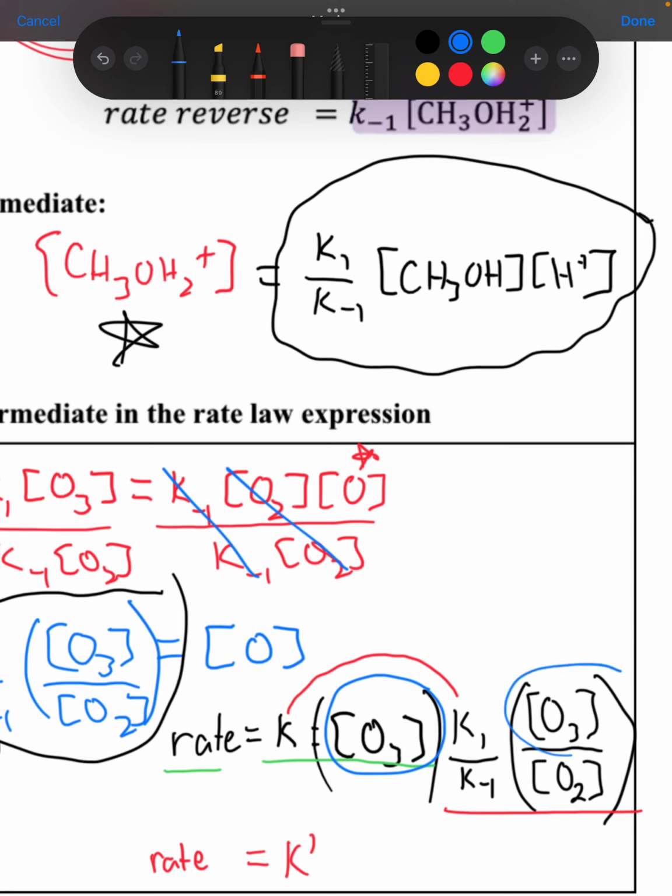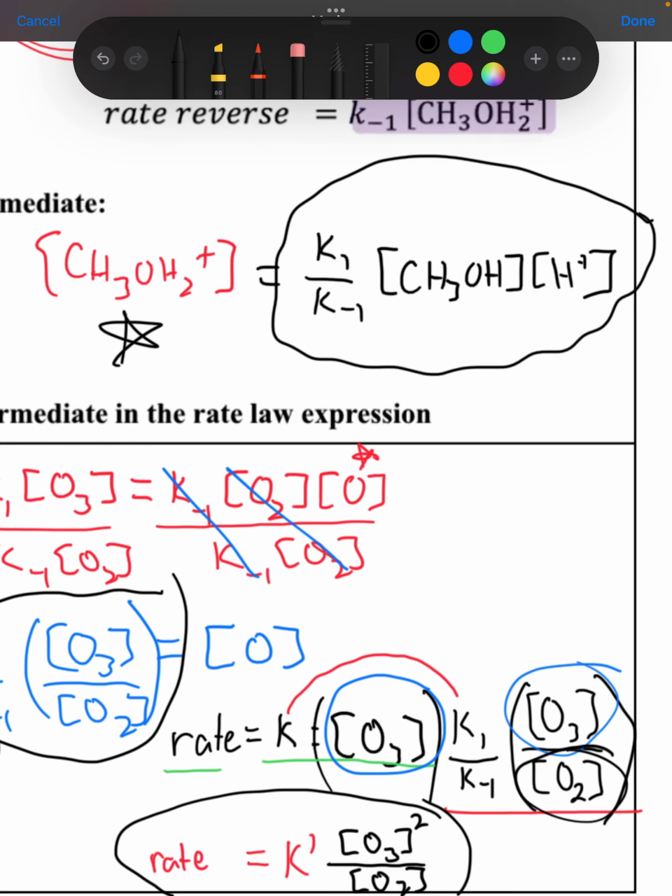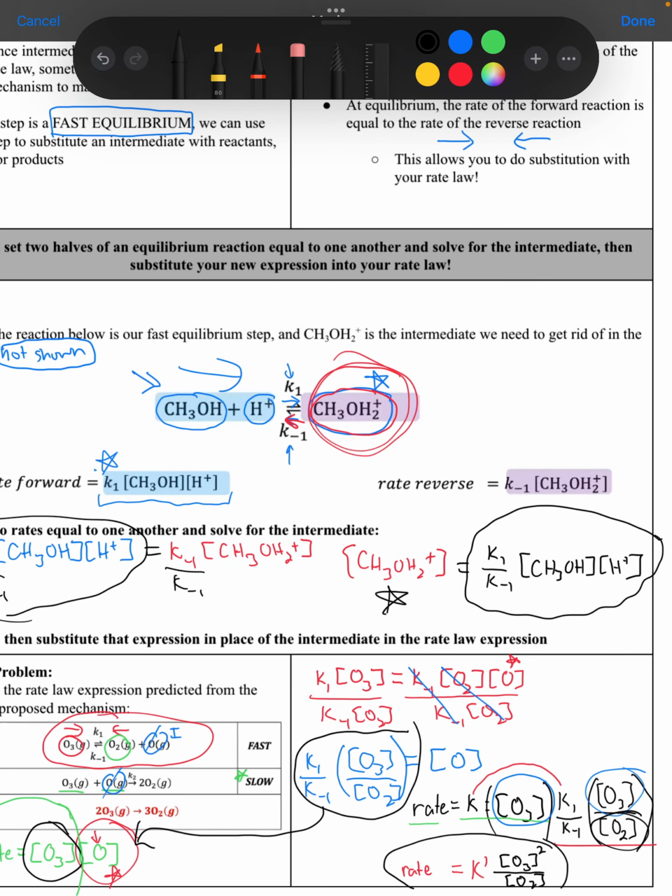So I see that there's two O3s here that are being multiplied together, so we're going to call that concentration of O3 squared. And then we see that our O2 is still on the bottom, so we're going to write our concentration of O2. And this is my new overall rate law for this multi-step reaction mechanism, which I'm sure is a little bit confusing, but just bear with me. We're going to do another example so you can get more used to this.